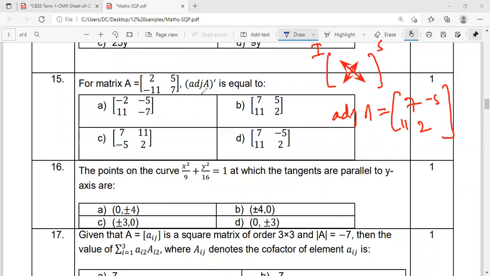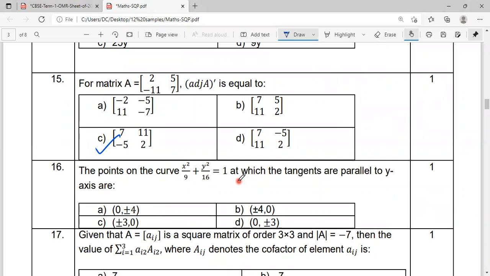Now, adjoint of A transpose. What is the transpose of this? You simply write 7, 11, minus 5 and 2. C is the right answer.